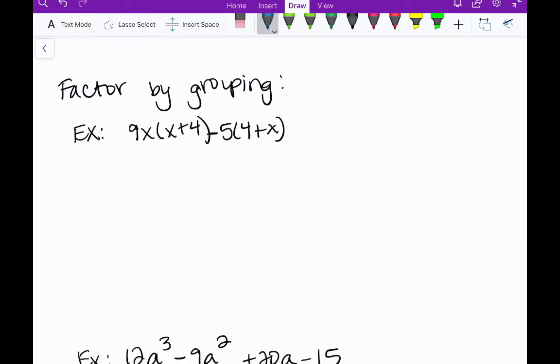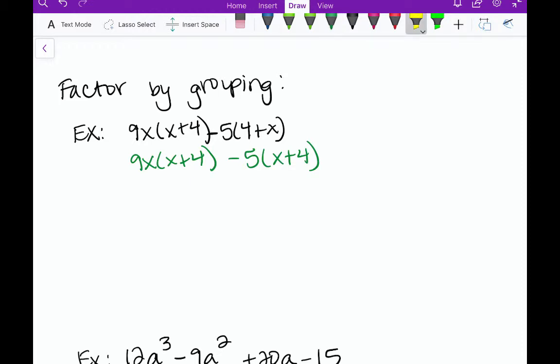The last thing we're going to look at is called factor by grouping. And so in this problem, you can see that I have 9x multiplied by x plus 4 minus 5 multiplied by 4 plus x. Okay, well, 4 plus x is the same as x plus 4, so I'm going to go ahead and rewrite it like that. Addition is commutative, meaning it can move around, so that's the same thing.